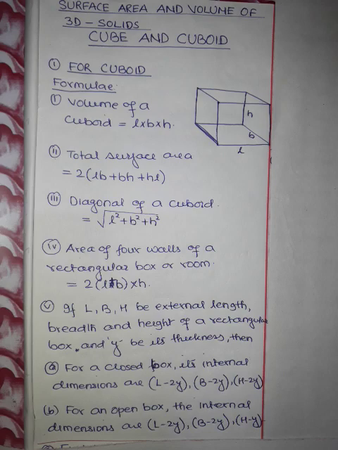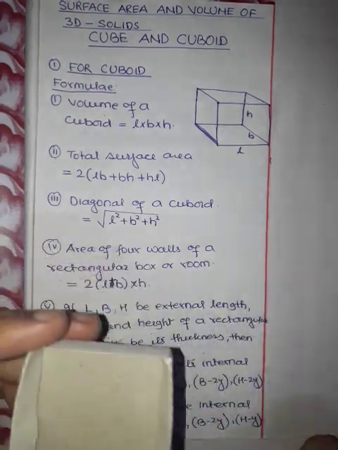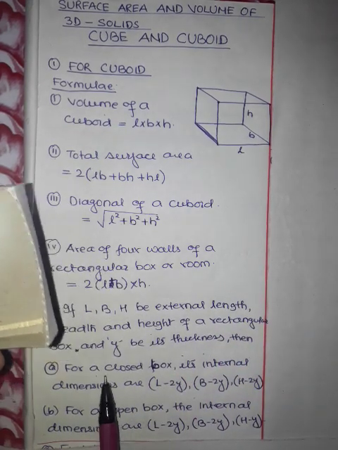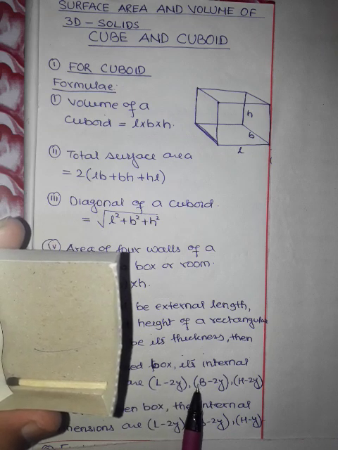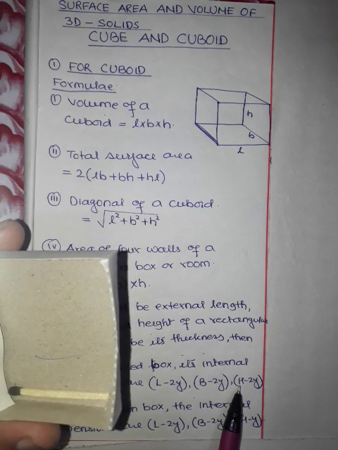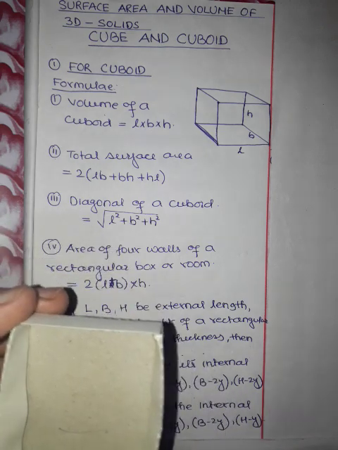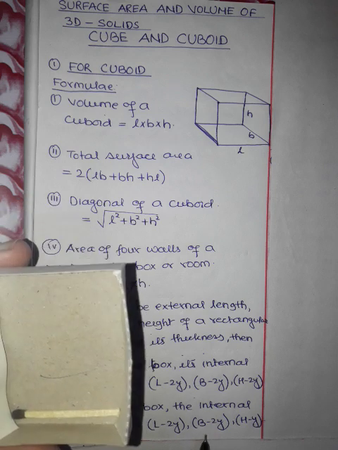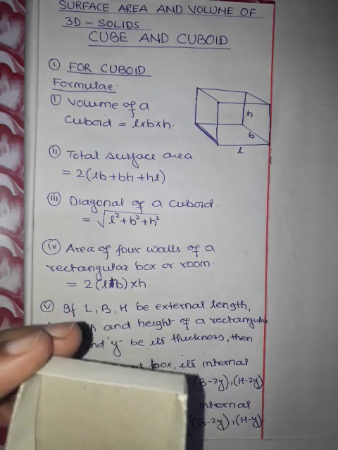internal dimensions, okay, closed box means the upper part is also closed. Internal dimensions are L minus 2y within bracket, B minus 2y within bracket, H minus 2y. For an open box, the internal dimensions are L minus 2y, B minus 2y, and in this case H minus y will be there.